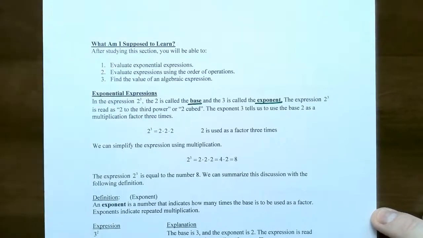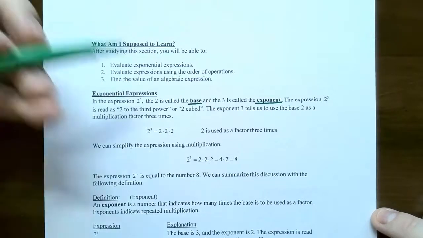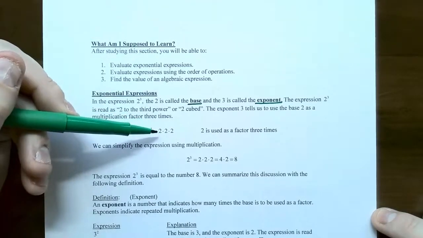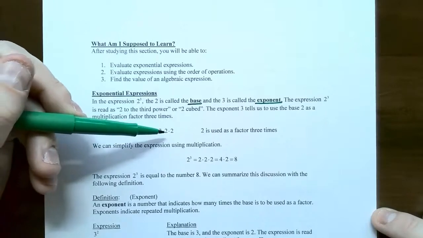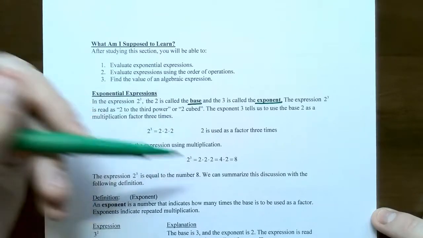And now what's most important is how do you evaluate it? Well, multiplication, you go from left to right. So 2 times 2 is 4. 4 times 2 is 8. So 2 to the third power gives you 8.